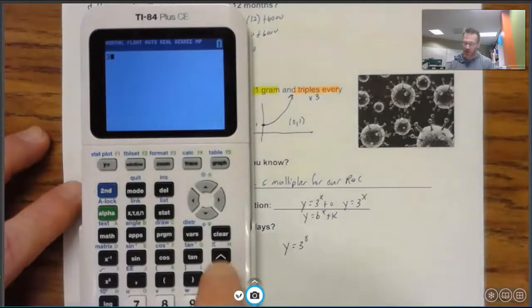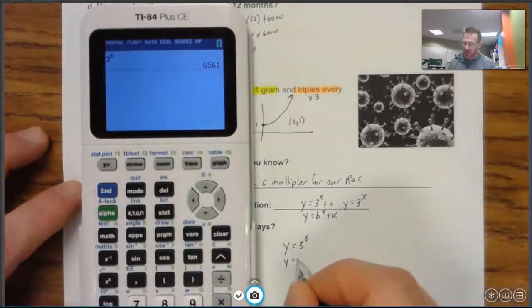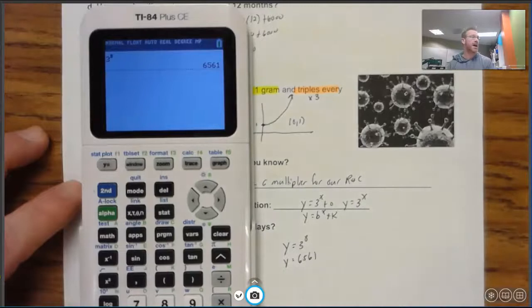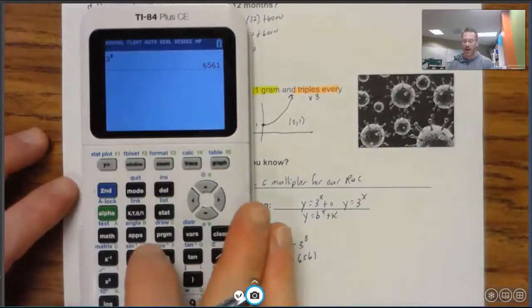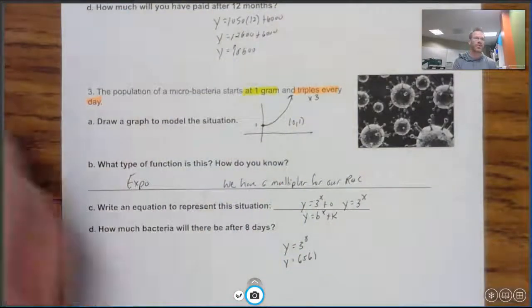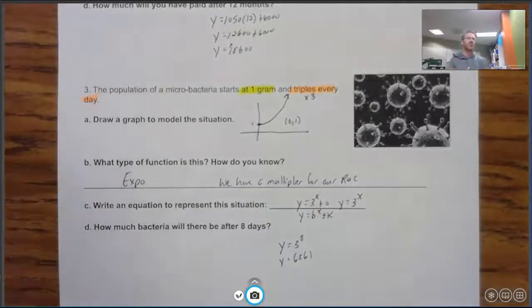So if I want to do 3 to the 8th, notice when I hit that key, it gives me an exponent. So make sure before you hit enter that you see that the 8 is above, or that you see this little symbol before the 8. Hit enter. And what that tells me is that my bacteria population has grown to 6,561 after 8 days.